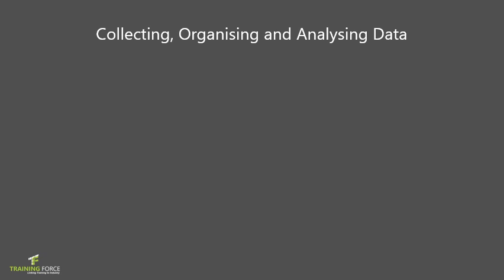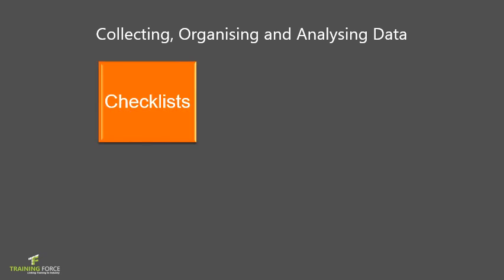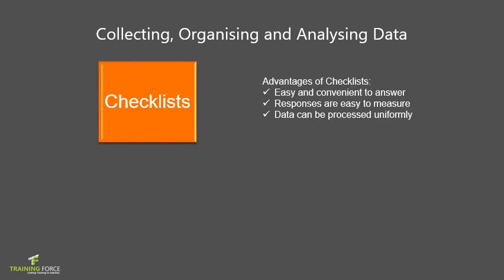Another way of collecting data is checklists. It has very nice advantages. It's easy and convenient to answer. The responses are easy to measure, and data can be processed uniformly. So you have checklists that people check off, or you check off for people. Do they have this? Do they have that? A census would generally be a form of a checklist.